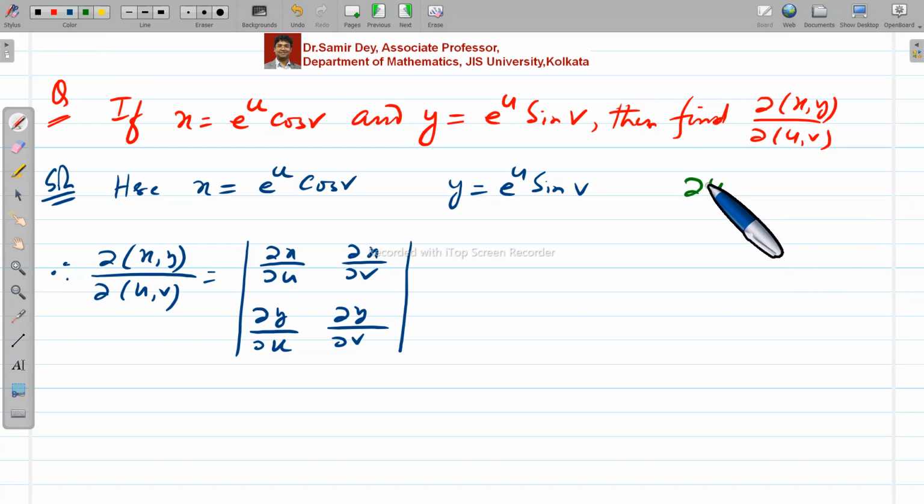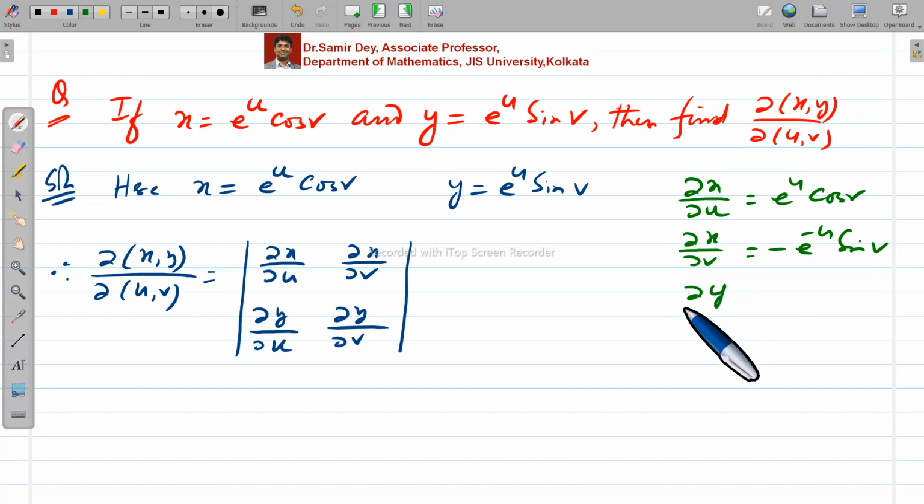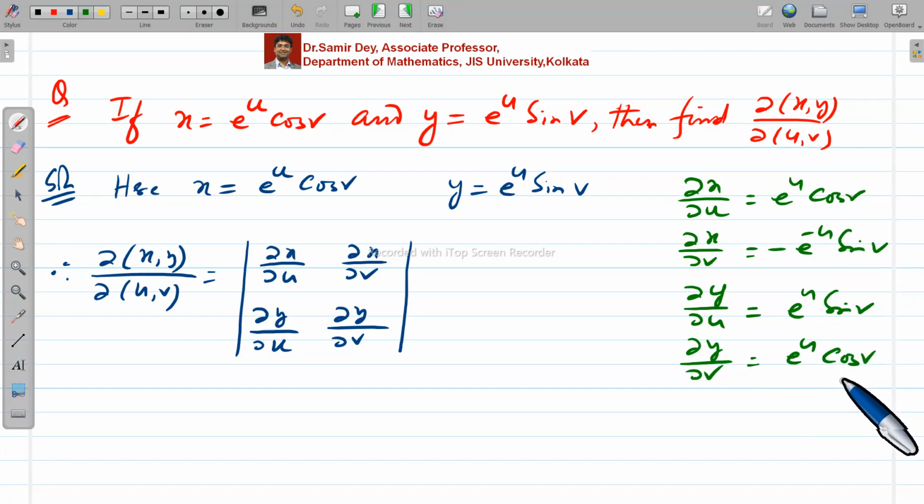So ∂x/∂u: from here, the derivative of e to the power u is the same, so e^u cos v. So ∂x/∂v: what is the cos derivative? Minus sine. So it will be minus e^u sin v. Okay, same way ∂y/∂u is equal to e^u sin v. ∂y/∂v is equal to e^u cos v. All four are known to you.